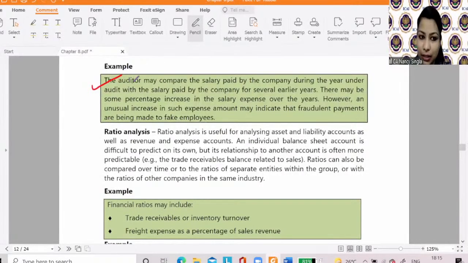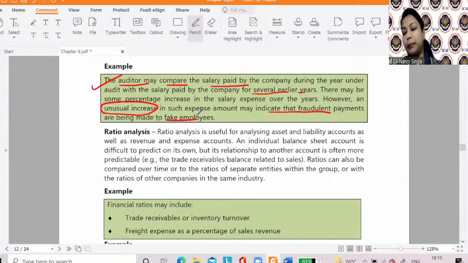Let us read it together. The auditor may compare the salary paid by the company during the year under audit with salary paid by the company for several earlier years. There may be some percentage increase in the salary expense over the years. However, an unusual increase in such expense may indicate fraudulent payments which have been made to what? Fake employees. So simple. So this is about trend analysis.